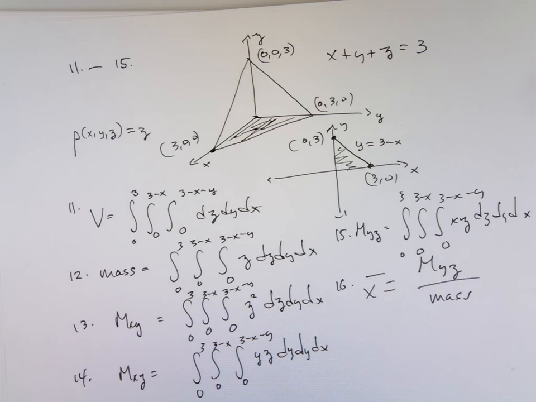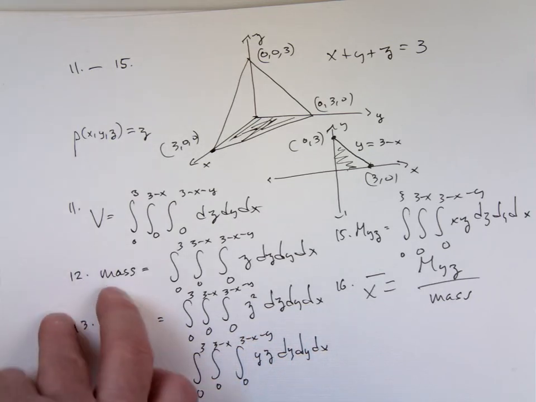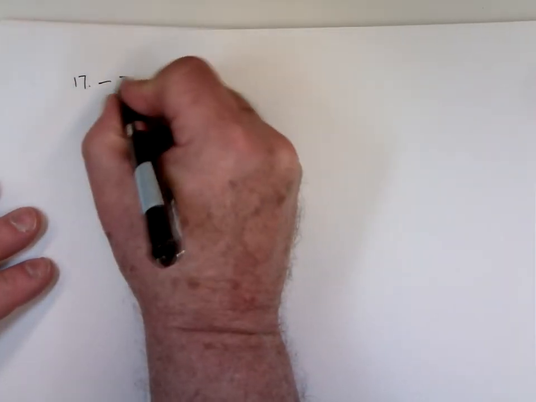Okay. You got it? All right, last section, 17 through 20. 17 through 20. We got a top half of the sphere.